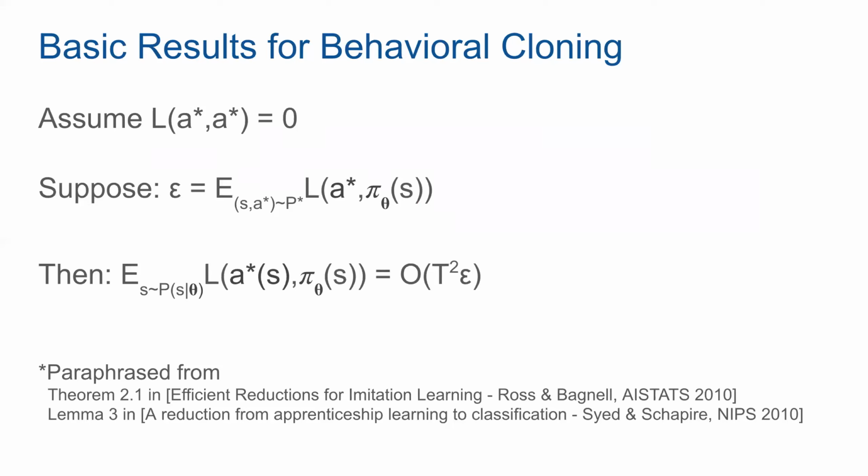Then if we roll out this policy, the worst case number of mistakes, assuming the length of the trajectory is capital T, is T squared epsilon, which can be pretty bad. If T is 100, this can be pretty bad.